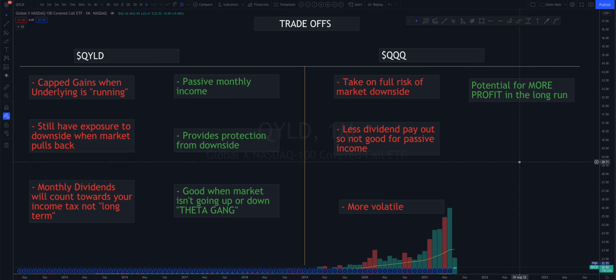Whereas over here, you take on the full risk of the market, right? You lost 30%. And on the way back up, you don't really get that dividend payout still, but remember, potential for more because of the run. And that's what I mean by more volatile, right?